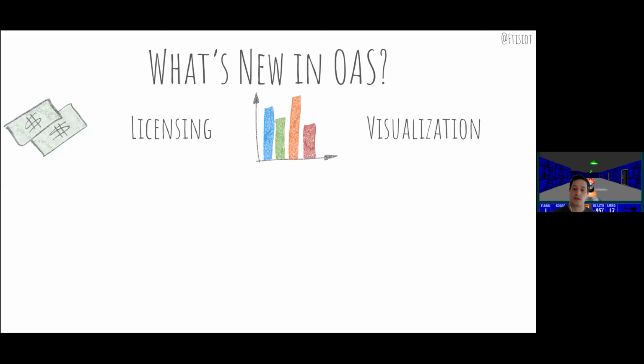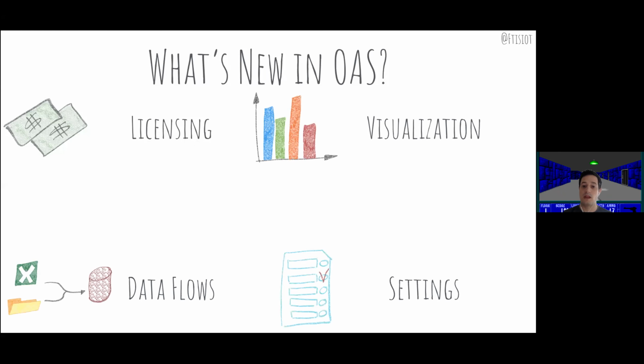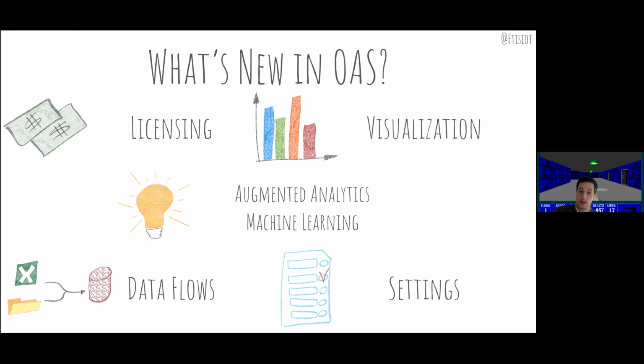Second, visualization. We will see later that we have a huge amount of new visualizations and options available. Data flows. Data flows were there already in one of the latest 12c releases on premises. There are big enhancements in data flows with OAS. Also settings. Some settings change, the way that you change settings is changing if you move to OAS compared to OBIEE. And lastly, there are a lot of options about augmented analytics and machine learning that we will see in detail later.